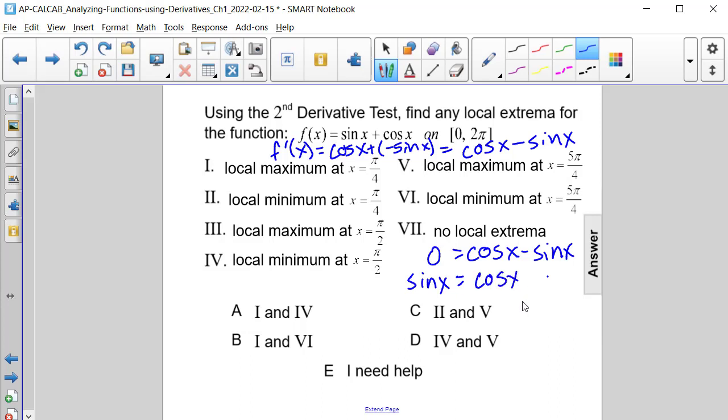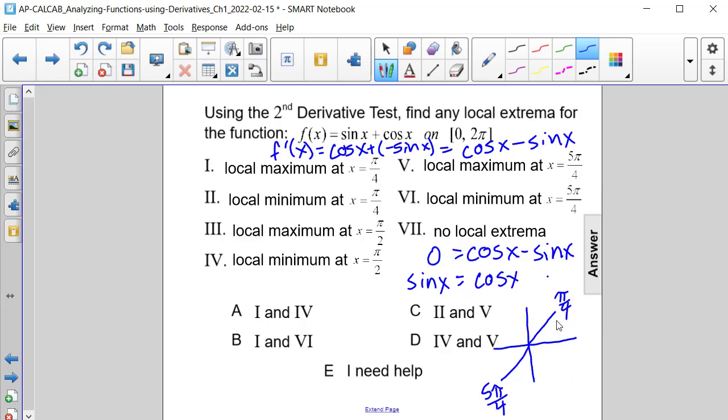Now where does this occur? Well, if you think of your unit circle, sine and cosine are both positive and equal the same value when you are at pi over 4. And then over in quadrant 2, you'll have cosine be negative, sine be positive. They are not the same. If you go into quadrant 3, they will both be negative. So therefore, at 5 pi over 4, sine of x will equal cosine of x. In quadrant 4, cosine will be positive and sine will be negative.